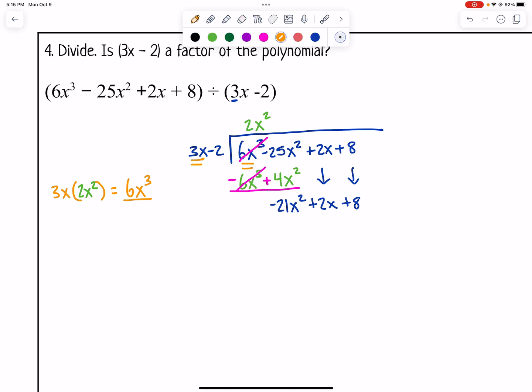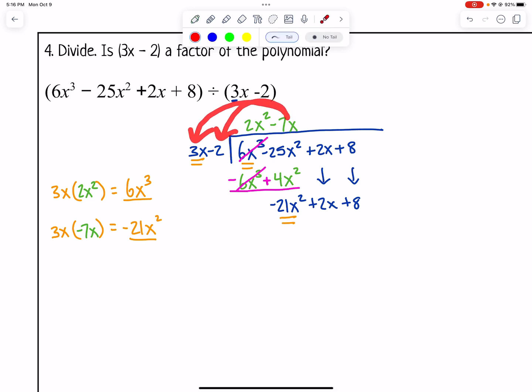So 3x times what will give us negative 21x squared, our new first term underneath our division bar. So negative 7x is what we are missing. It's what we need. So I'm going to put that at the top. Then multiply that by the 2 terms out front and bring those both down. So let's bring down negative 7x times 3x is negative 21x squared.